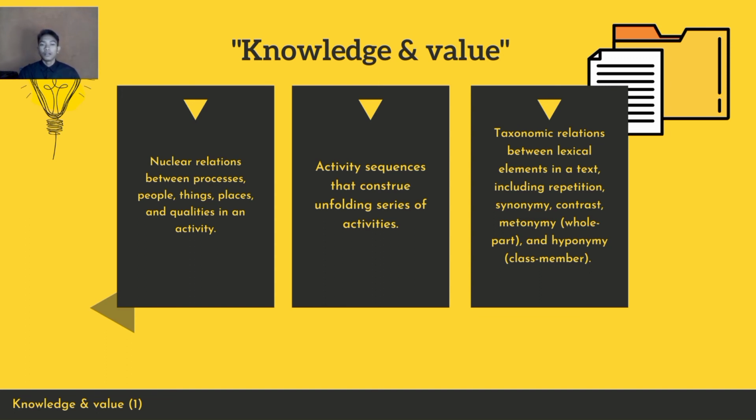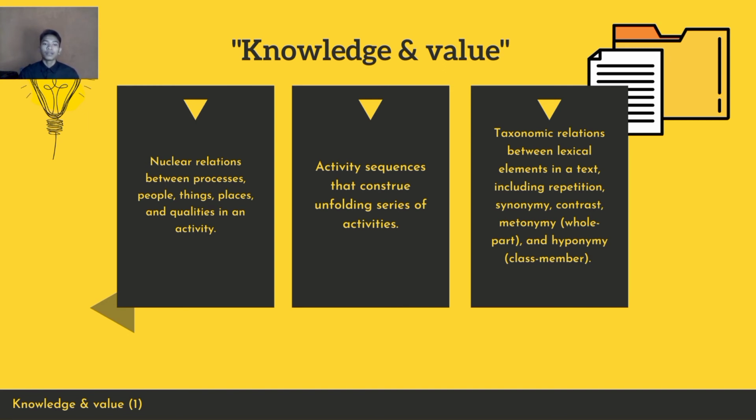So those parts are related to the knowledge, included in nuclear relations. Next is activity sequences. Activity sequences construe an unfolding series of activity. It means we can say that activity sequence is like interpretations in the activities. And last is taxonomic relations.